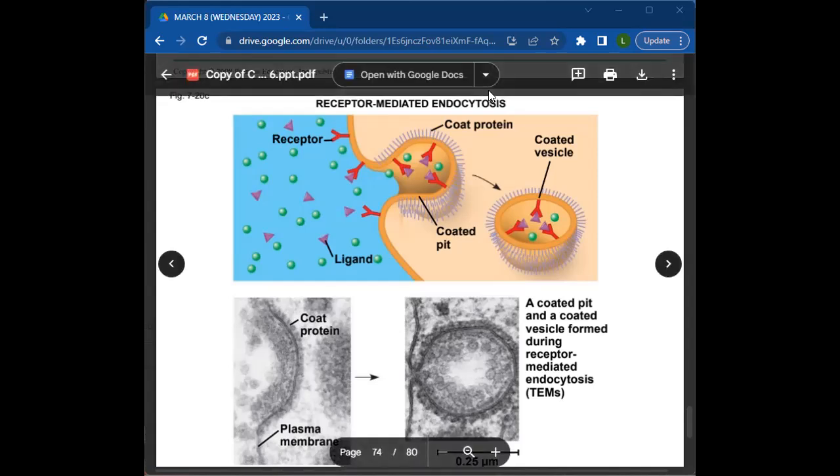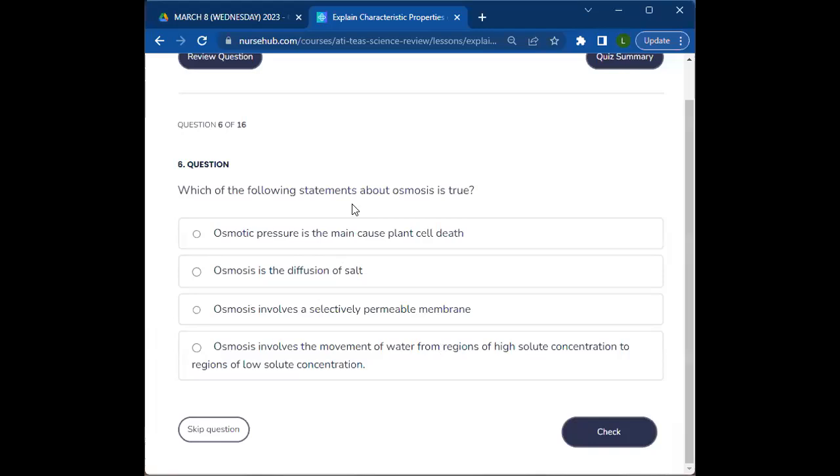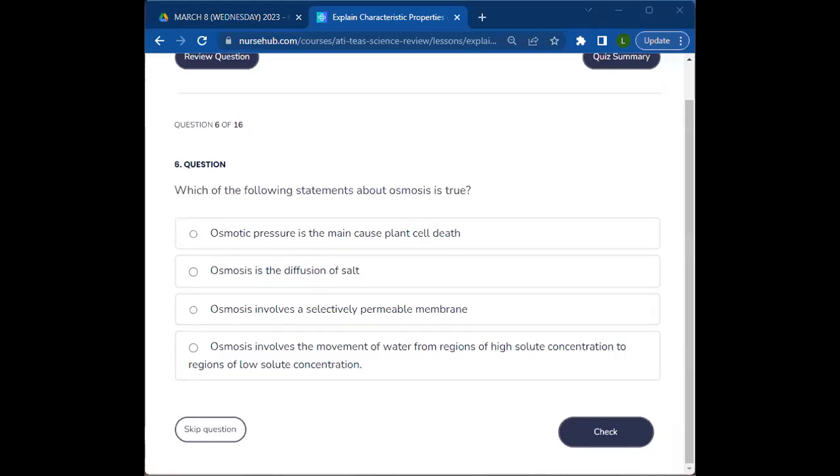Okay, that is it for cell membrane and cell transport. But now let's get ready for a practice quiz. Okay, let's go over some practice questions.